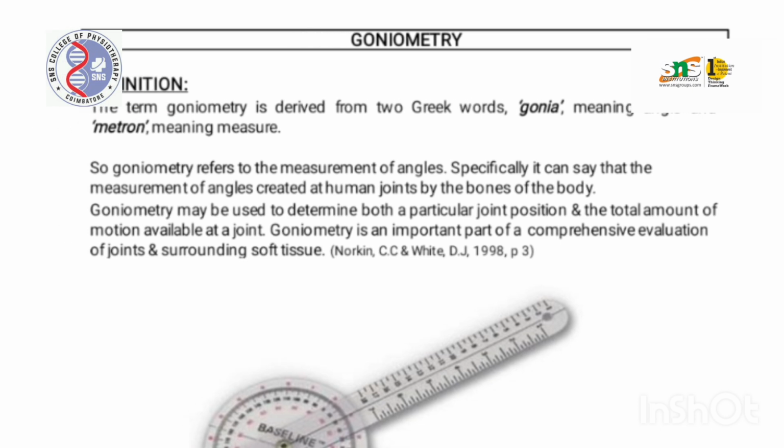First, we'll see the definition. The term goniometry is derived from two Greek words, gonia and metron. Gonia means angle, and metron means measure. So, goniometry refers to the measurement of angles.